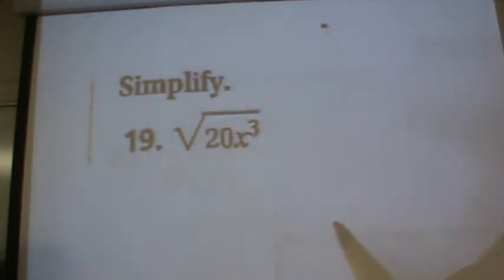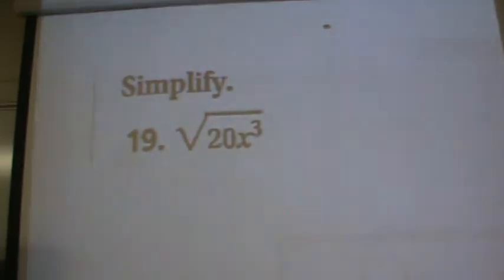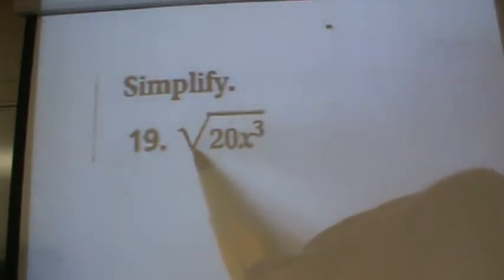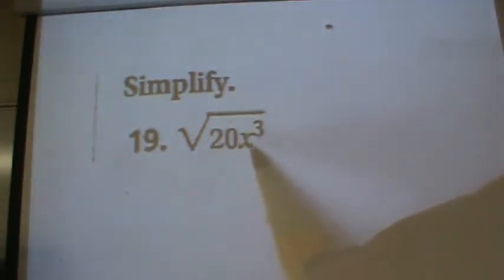This is the homework for 6.2, day 1. Problem 19, you have to do these 12 problems on this page, starting with number 19. You're doing the square root of 20x cubed.